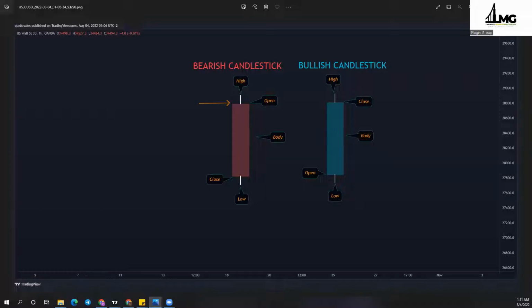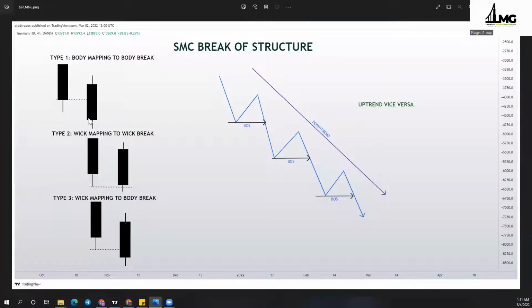So from this description, we've got 2 parts of a candle that we're going to consider, which are the wick and the body. The first type of break of structure is what we call a body mapping to a body break. On a body break, we tend to see price breaking past. Let me just pick up this drawing tool so I can show you what I mean.